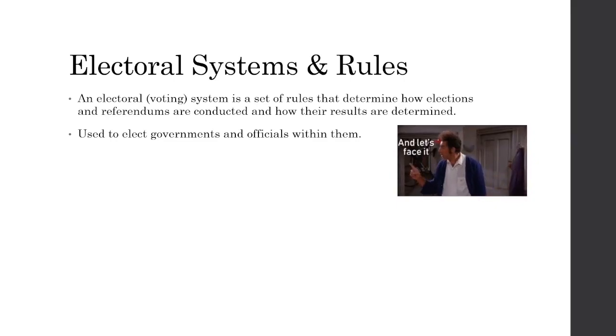They're used to elect governments and the officials within them. So this is a very easy question for College Board to ask on the AP exam. What are electoral systems electing? Well, they're electing governments and government officials. They could say regimes and regime officials. That's not right. They could say political systems and political system officials. That's also not right. It's specifically used to elect governments and government officials.